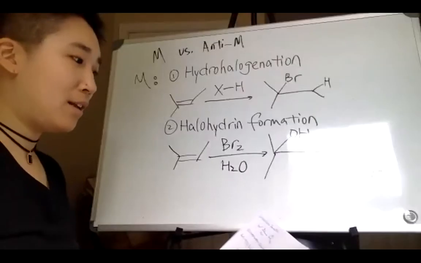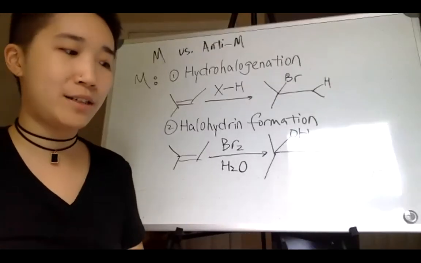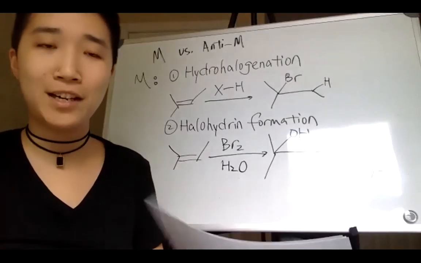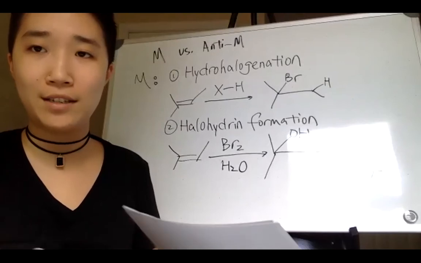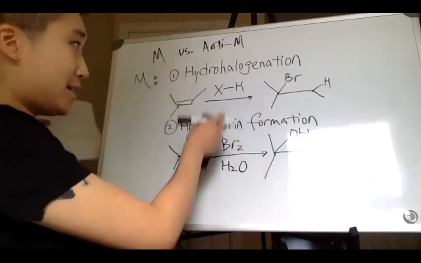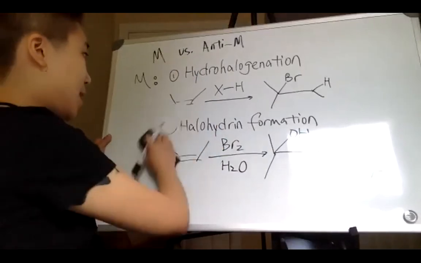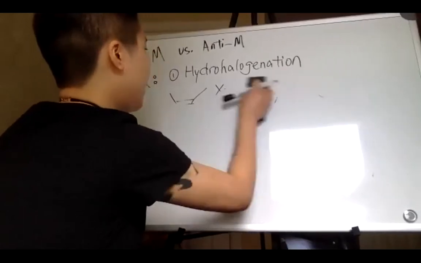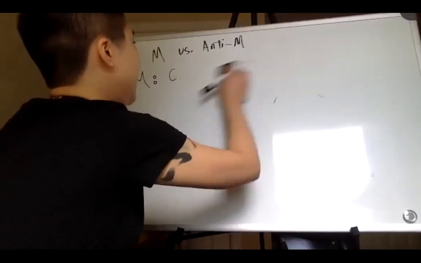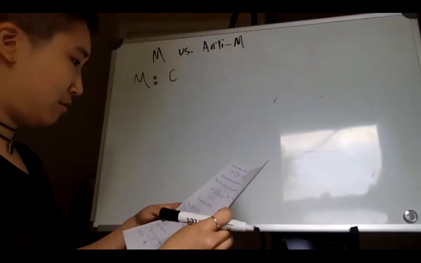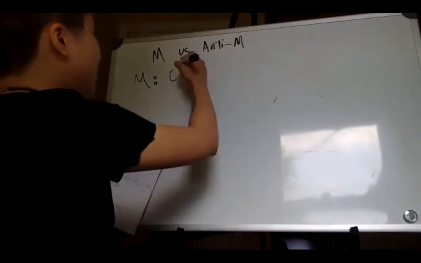You're welcome. A third example would be oxymercuration reduction, which is a reaction that we're going to talk about in this lecture, so I'm just going to skip that for now. And that's the examples for Markovnikov addition. And for anti-Markovnikov addition, we learned very briefly about, what was that? Radical halogenation.